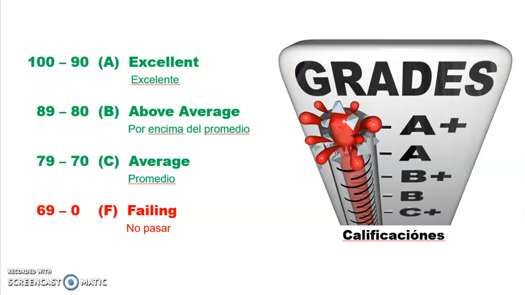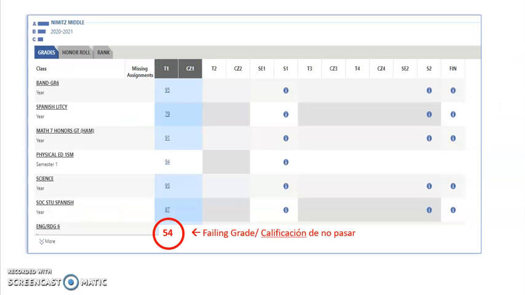So what are the grades? Anything between 100 and 70 is a passing grade. Anything 69 or below is considered failing. So let's look at these grades here for the sample student. All of the classes up here are above 70, so that means that this student is passing. This grade in the red circle, however, is below a 70, so it is considered failing.